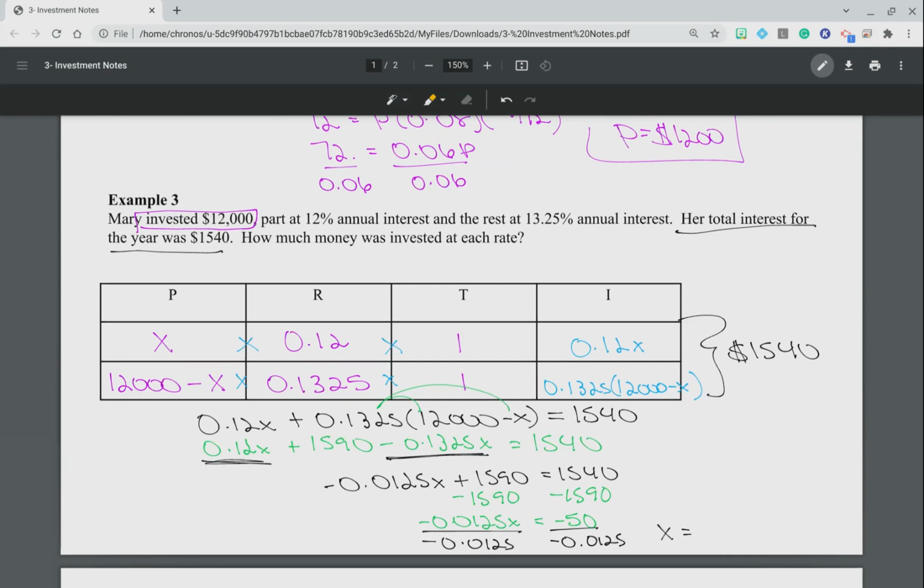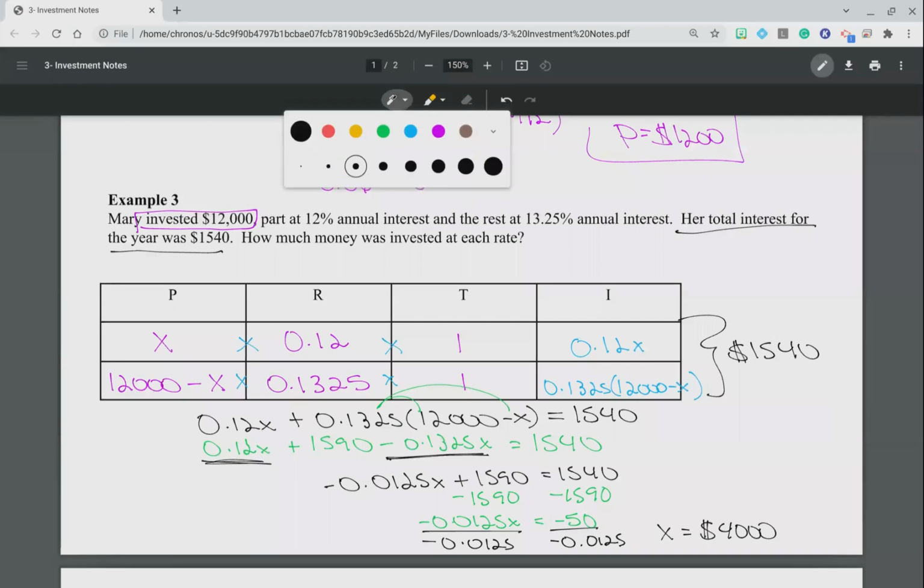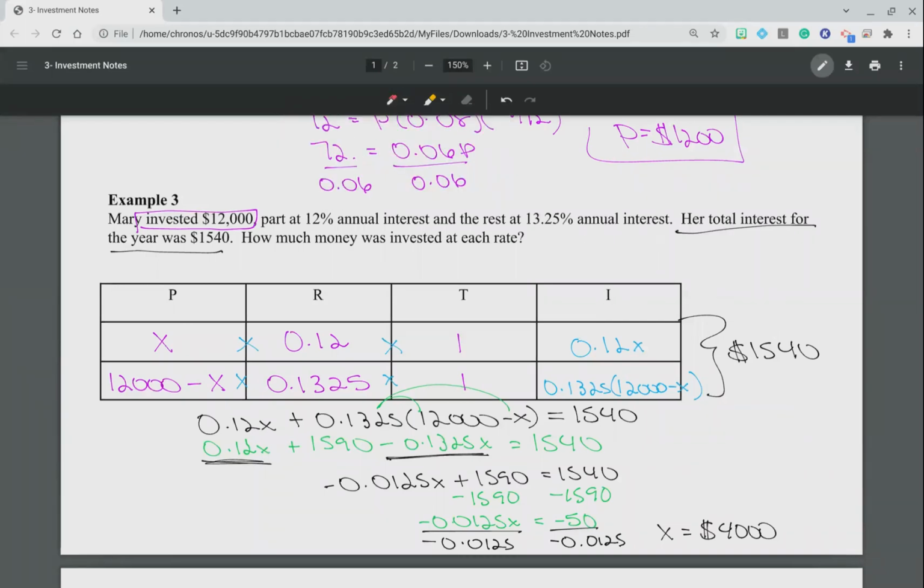And I get x equals 4,000. Okay, so now let's interpret that answer, because remember what it asks. How much is invested at each rate? Okay, well, x is my 12% rate. So I'm going to say I would invest $4,000 at 12%.